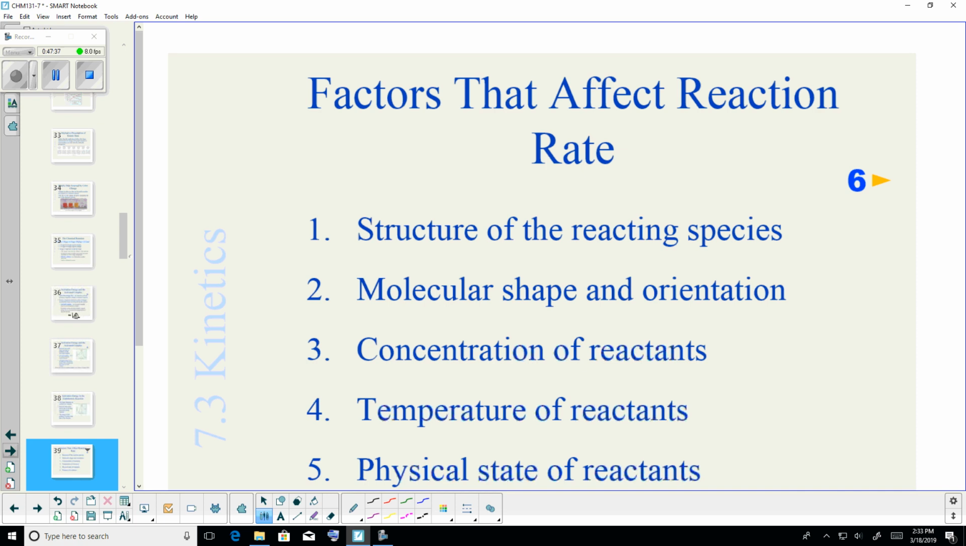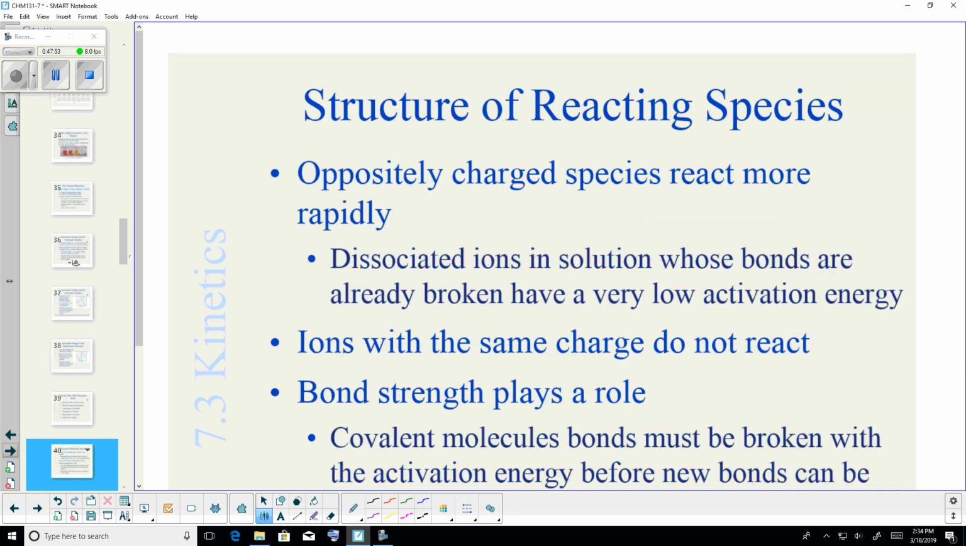What factors affect reaction rate? Structure of the reacting species, molecular shape and orientation, concentration, temperature, and physical state of the reactants. How so? Let's see. Oppositely charged species react more rapidly. Why?